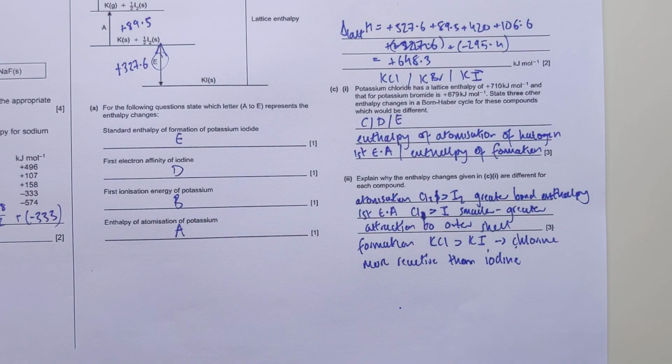Which I think is very hard for you to get, but again, it maybe was written as a question to sort of discriminate, maybe having to go beyond the spec a wee bit for this question. The more reactive an element is, the more exothermic that process will be, therefore more energy will be given out, which is what we see if chlorine or KCl is bigger than KI. But again, don't get hung up if you find that one tricky. I think that's a very hard final question.